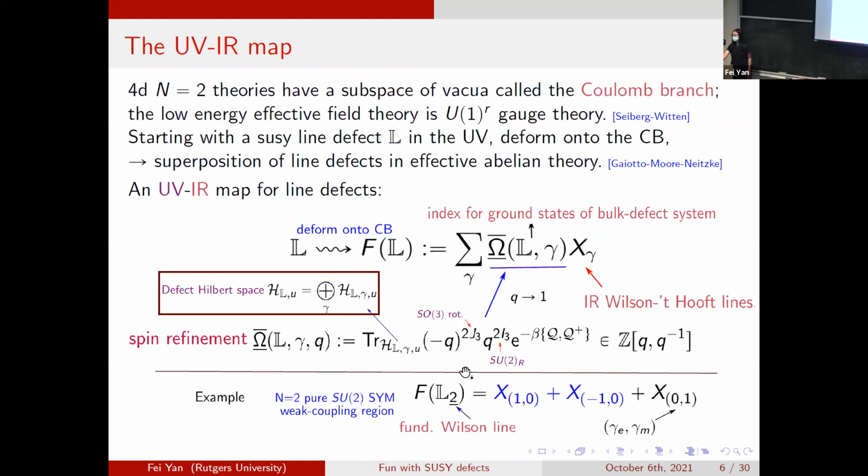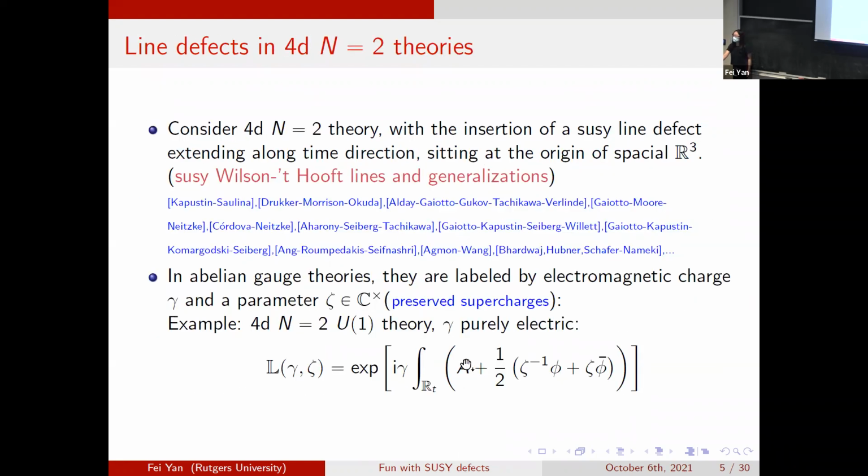Here, A is a gauge field in the U(1) theory. Phi is a complex scalar, which is related to A by this N=2 supersymmetry. And then you can see that by varying this parameter, you get a choice of which subset of supercharges this line defect preserves. So it's something explicit.